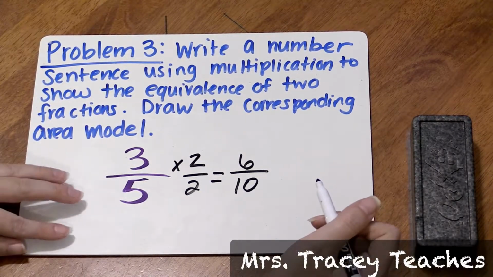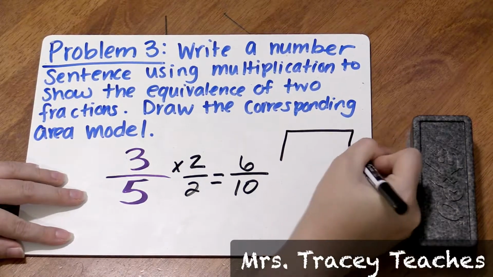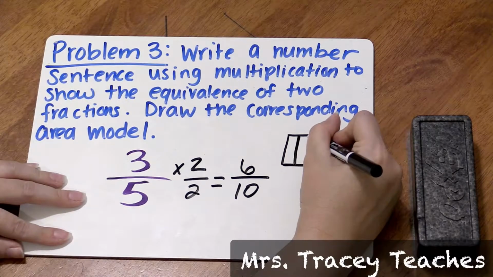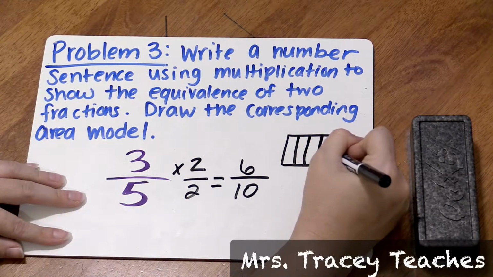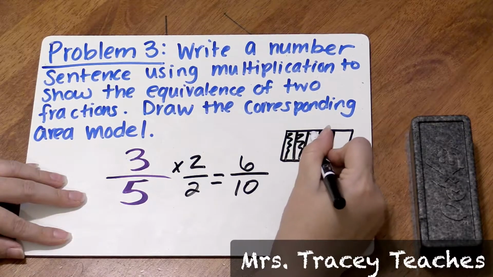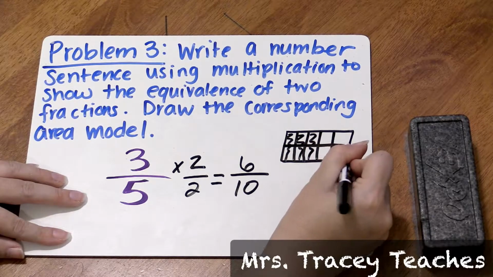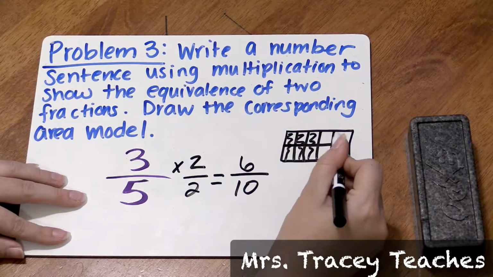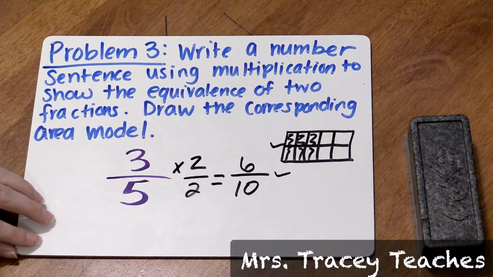Now we have to draw an area model to confirm our answer. So I'm going to draw my area model, and I'm going to write out 4 lines, 1, 2, 3, 4, and then 1, 2, 3, 4, 5 boxes. I color in 3, 1, 2, 3. And if I multiply by 2, I draw one line. So now I have 1, 2, 3, 4, 5, 6 out of 6, 7, 8, 9, 10. So I know that is check, check, correct.